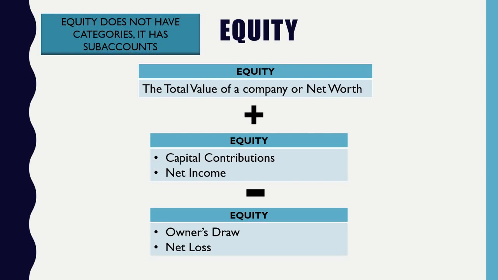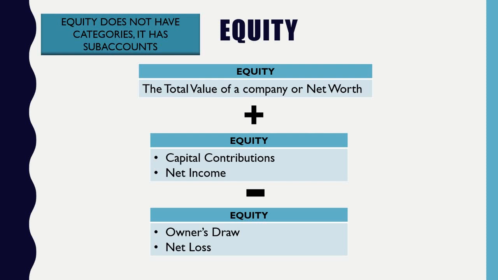Because we're looking at a sole proprietor, a very small business, you will not have any categories. However, these are things that affect your equity. Well, first off, what is equity? We talked about this, right? Equity is going to be the value of your company.